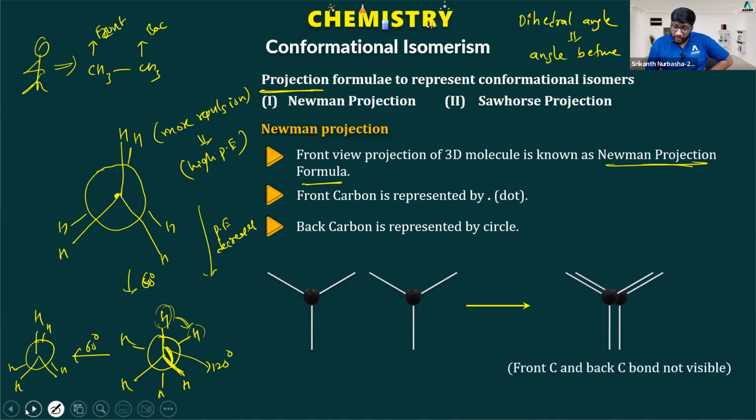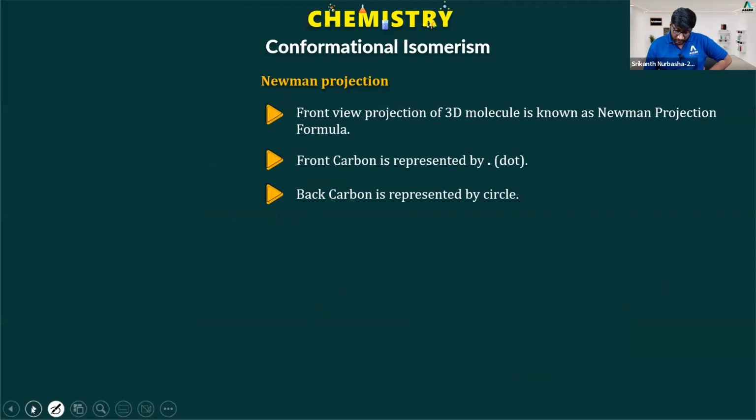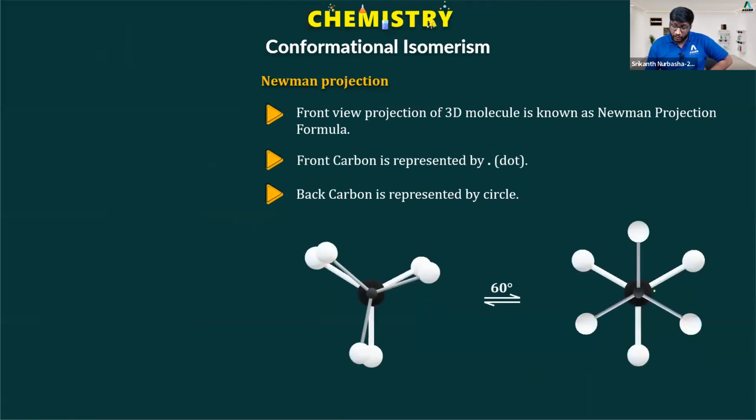So front carbon and back carbon: front carbon is visible to you, back carbon is not visible. If you do a 60 degree rotation, you will get the eclipsed form here. Whenever you have groups at maximum separation, it is said to be the staggered form. Eclipsed and staggered.